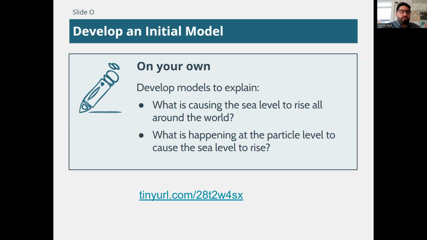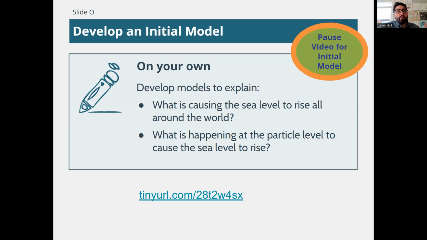Okay, so what you'll see on the slide right now is a link. If you navigate to that link, it'll give you a forced copy of the initial model document. If you don't have a physical copy of that, you can answer all of the questions and tasks on a separate sheet of paper, so that way you can bring it to class tomorrow. What I'd recommend right now is to pause the video and navigate to that link, so that you can complete your initial model, which is to show your thinking about why sea level is rising and what's happening at the particle level to do that. So go ahead and pause the video now to complete your initial model.